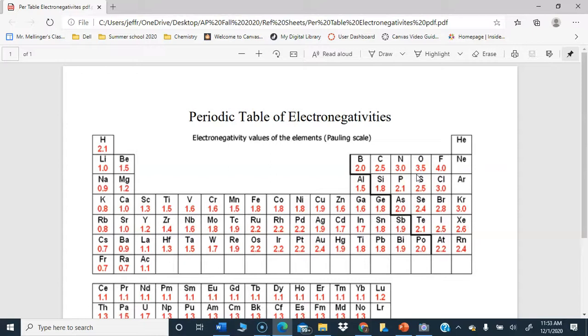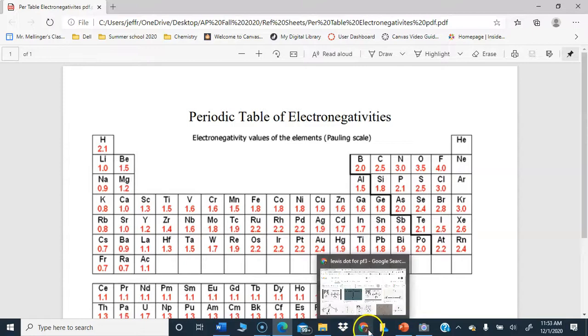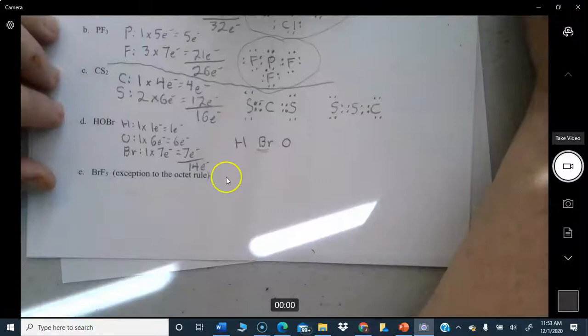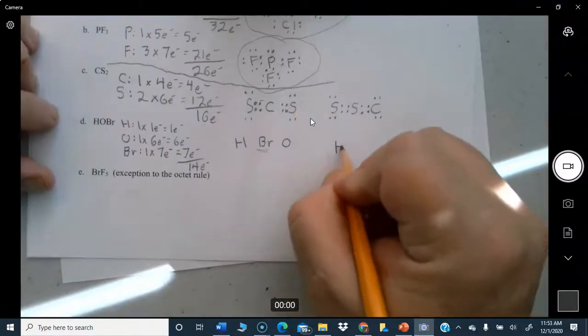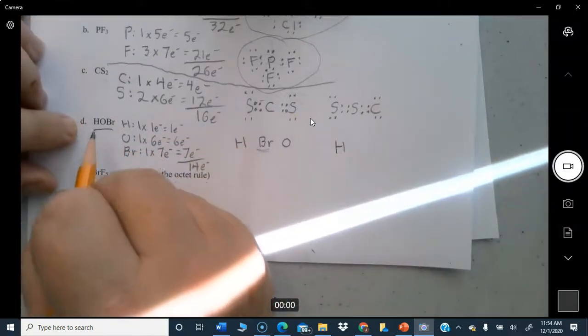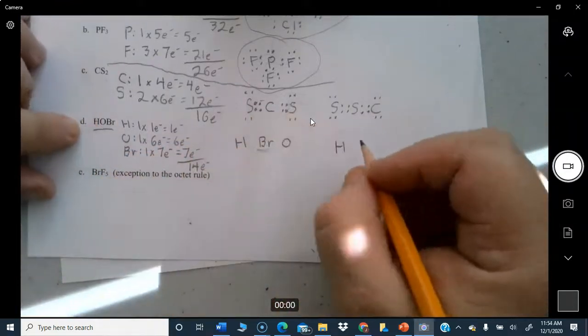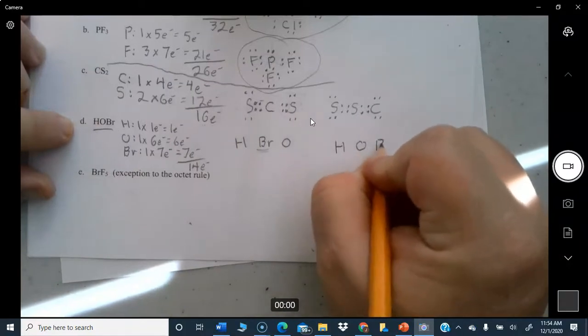So the question is, is it this, which puts the least electronegative element in the middle, or should it be this, because this is the way it's written in the formula? Oftentimes that's an indication of how the atoms are arranged. And the answer to that question will be something that we will learn to determine based on formal charge. Okay?